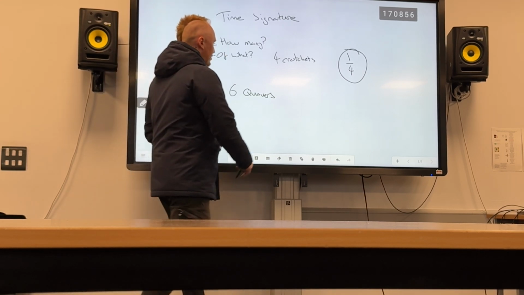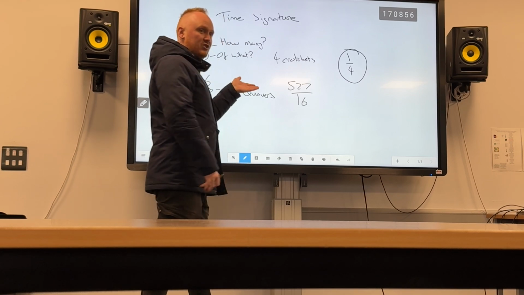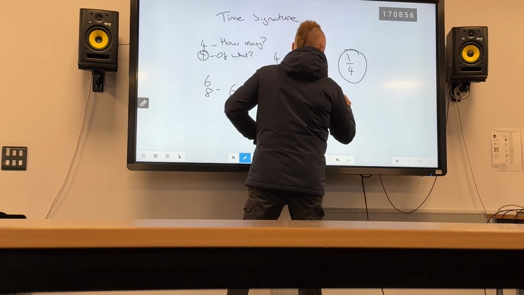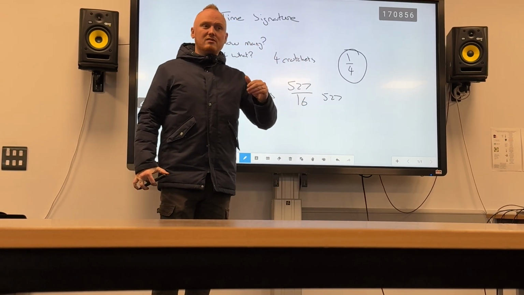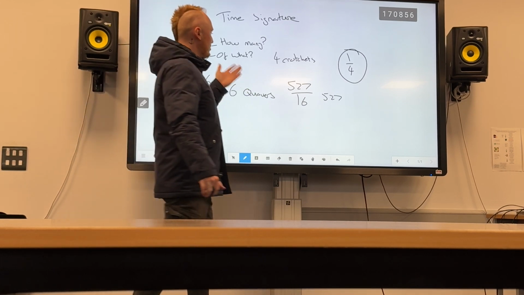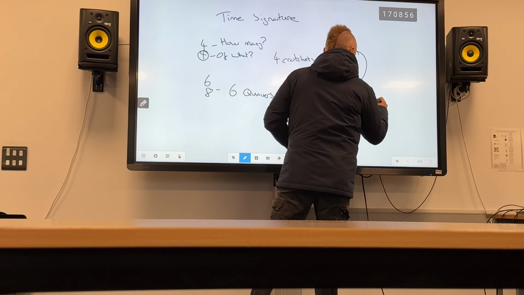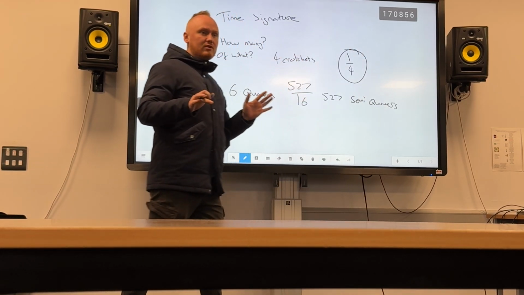So hypothetically, I could have a bar of 527/16, and that looks insane, but all it's telling me is how many? 527, and of what? Well, 16 represents 16th note. 16th note is the other name for a semiquaver. So a bar of 527/16 would have 527 semiquavers in it, or the equivalent of 527 semiquavers. That's all a time signature is referring to.